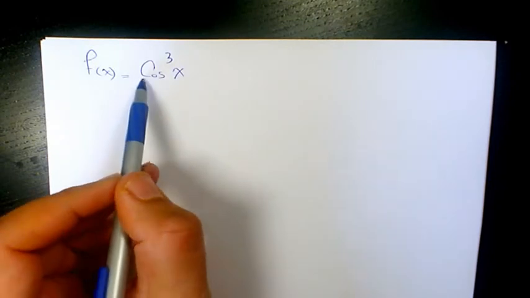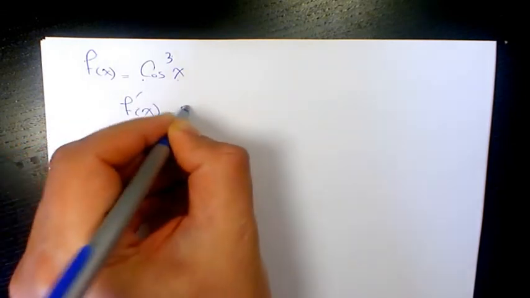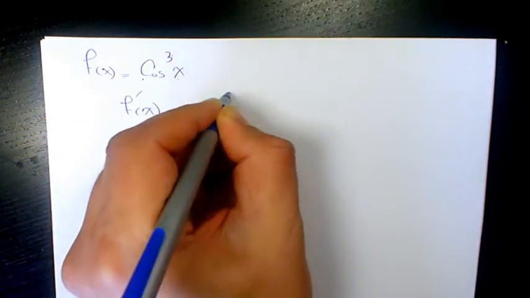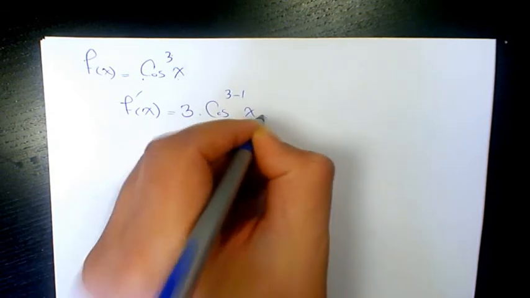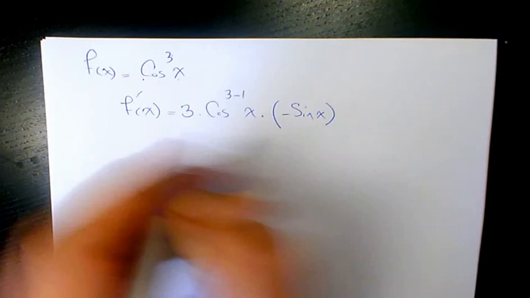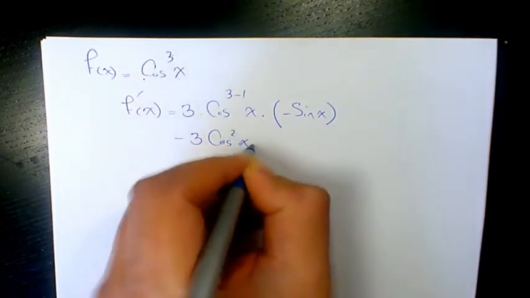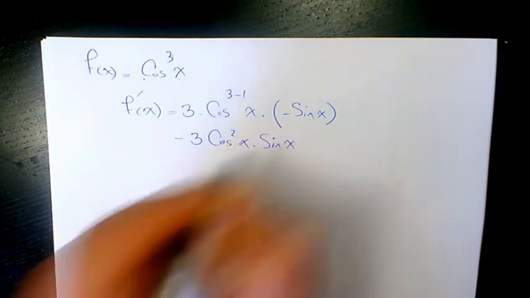Next example is f of x equals cosine to the power of 3 of x. This time, instead of cosine x to the power of 3, we have cosine to the power of 3 of x. That will be 3 times cosine to the power of 3 minus 1 of x, times derivative of cosine, which is negative sine x. So that will be negative 3 cosine squared x times sine x.